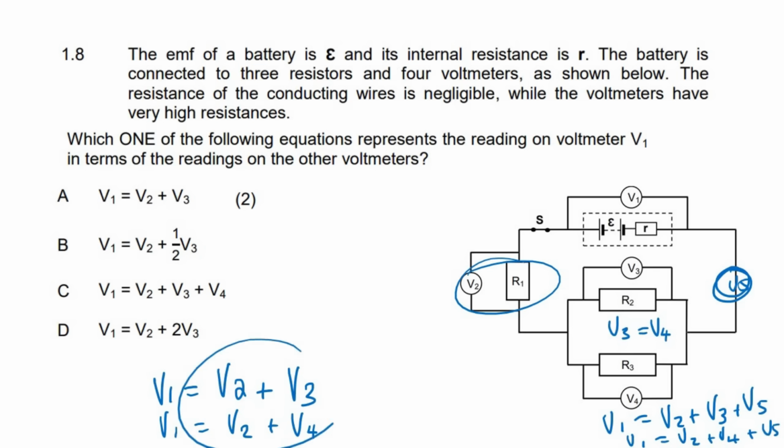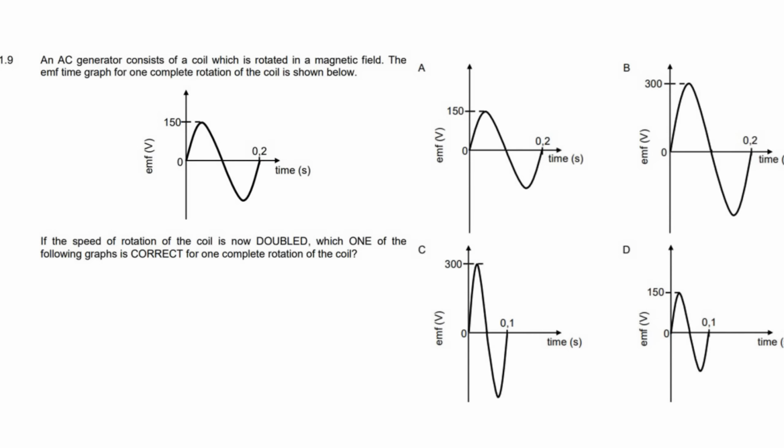So let's see if they have any of those. Or there they've got V2 plus V3. An AC generator consists of a coil which is rotated in a magnetic field. The EMF time graph for one complete rotation is shown below. Okay, so here they show us one complete cycle. Then it says, if the speed is now doubled, which one of the following graphs is correct?